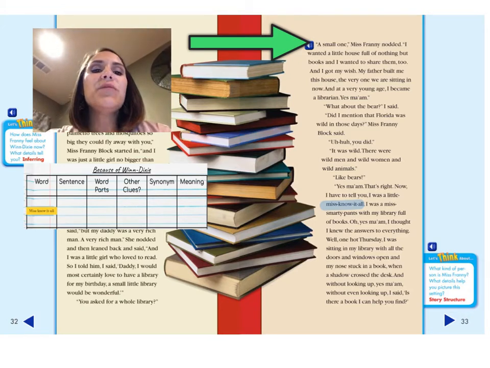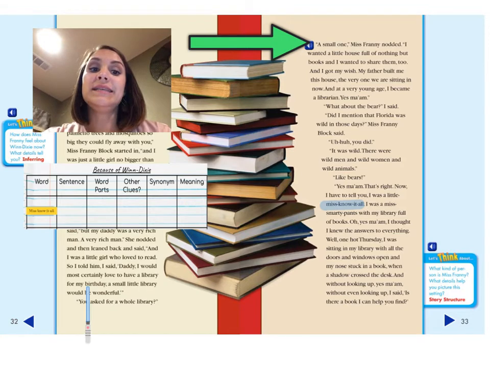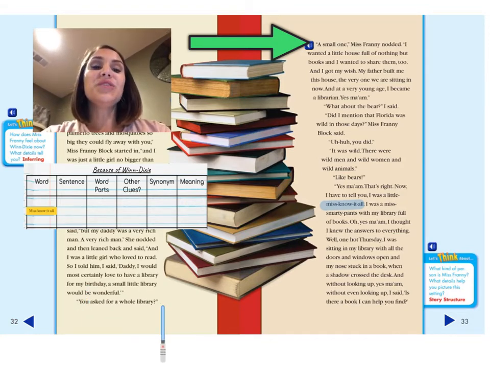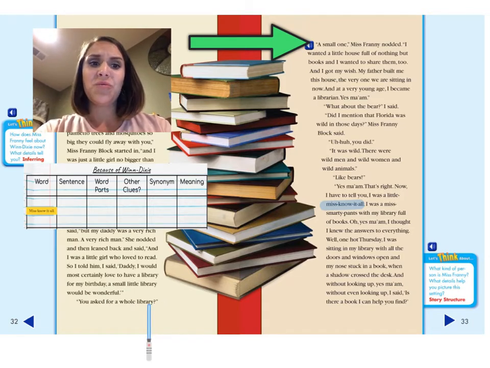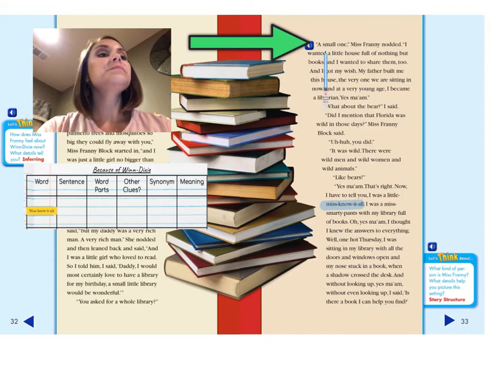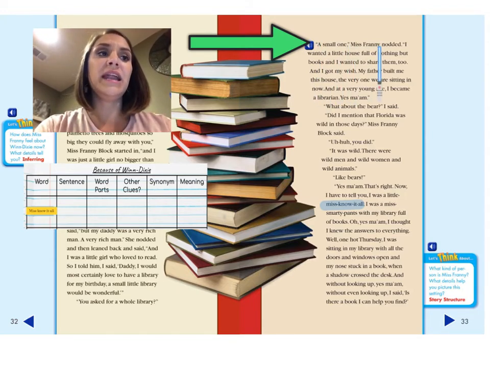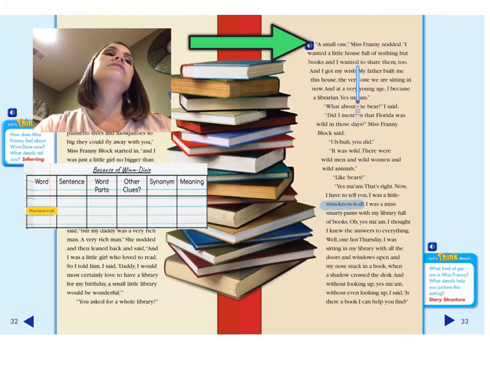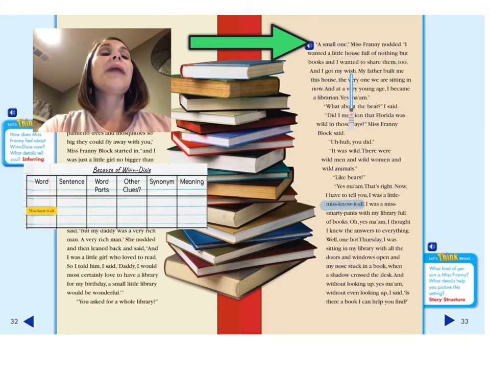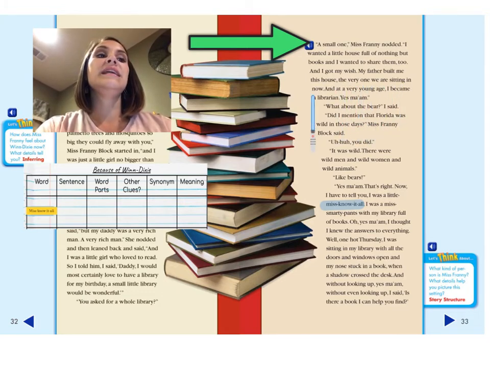The last thing we read in our previous lesson was Opal saying to Miss Franny, "You asked for a whole library?" Like, whoa. She probably thought that was very strange. "A small one," Miss Franny nodded. "I wanted a little house full of nothing but books, and I wanted to share them too. And I got my wish. My father built me this house, the very one we are sitting in now. And at a very young age, I became a librarian."